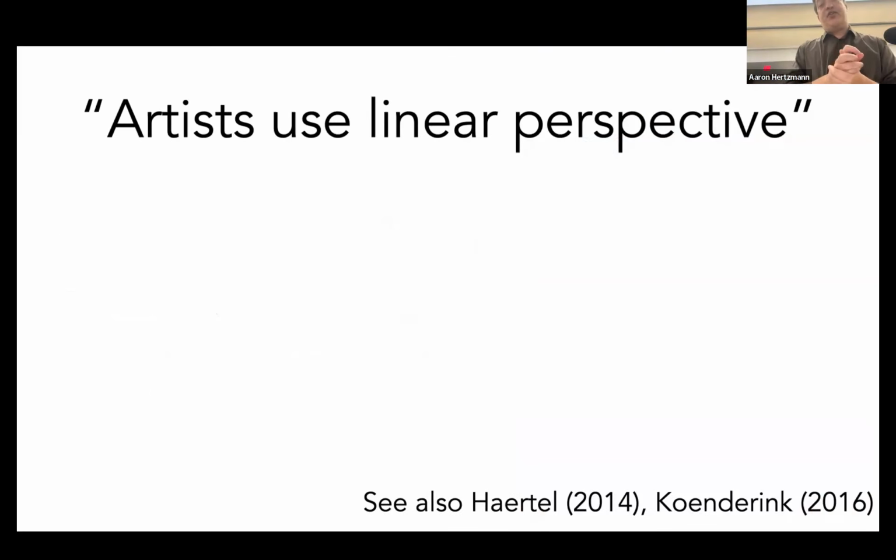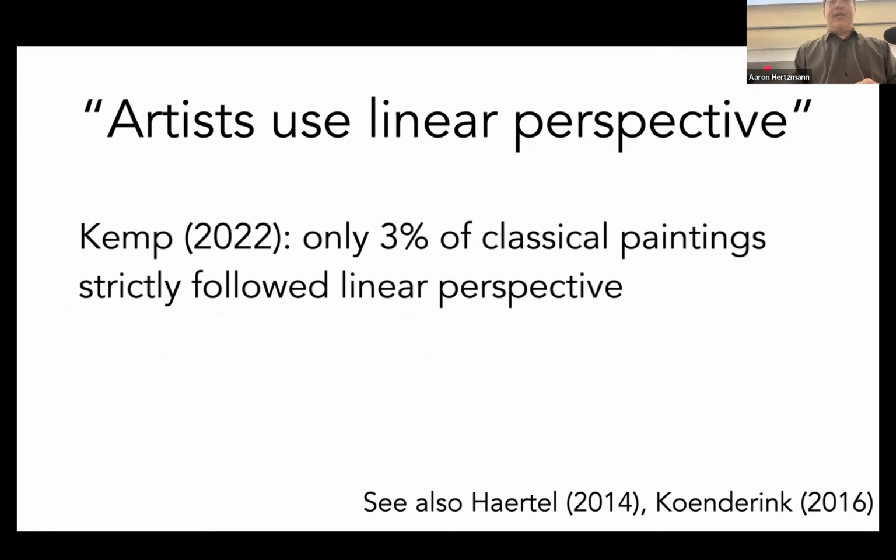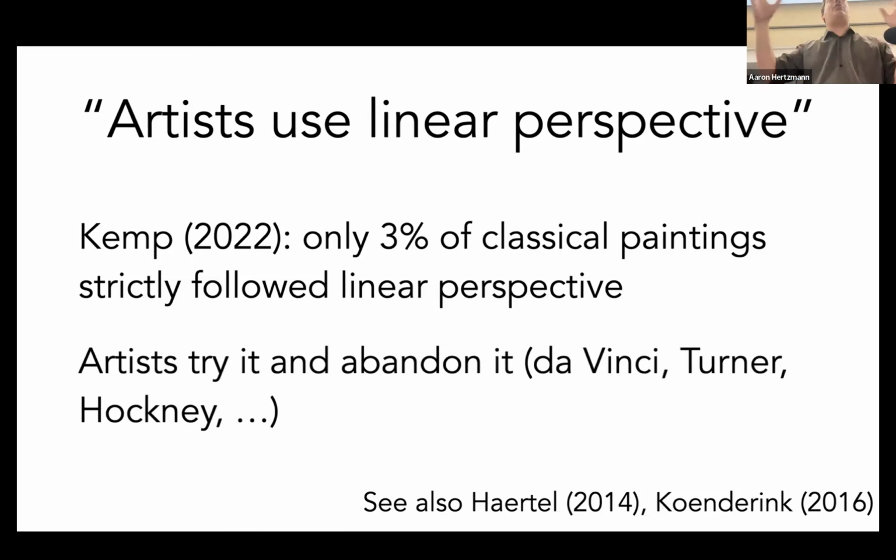There's also this idea that artists use linear perspective, and this isn't really true at all. One source of information, Martin Kemp, the art historian, did a little survey of one particular collection of classical paintings, and he found that only 3% of the artists strictly applied the rules of linear perspective, although some of these pictures could have still been accurate according to linear perspective. Moreover, there are many artists throughout history, including famous ones like Da Vinci and Turner and David Hockney, who start out rigidly following the rules, and then they see shortcomings, and each of these people has written quite a lot about the shortcomings of linear perspective as a tool for making pictures.